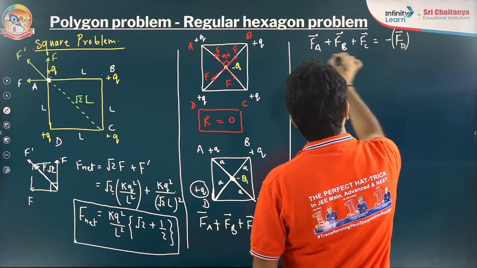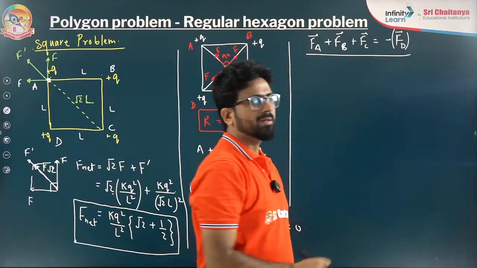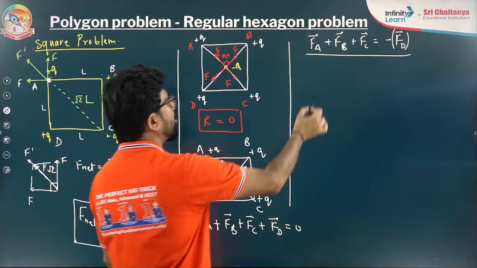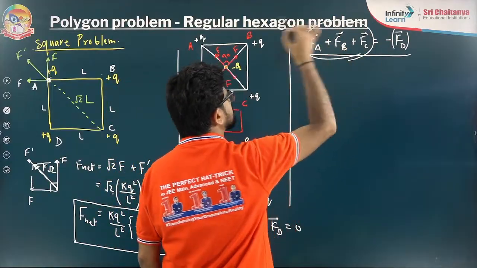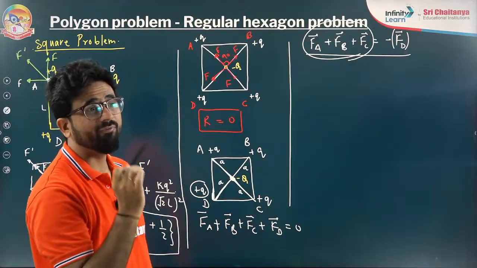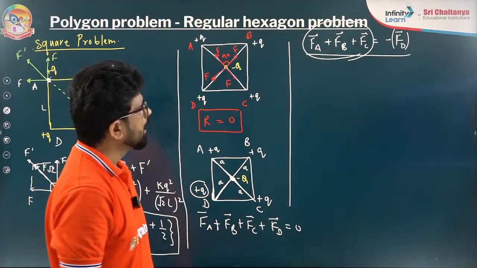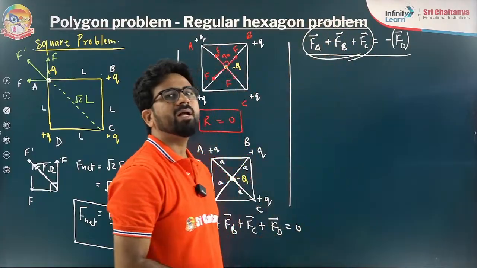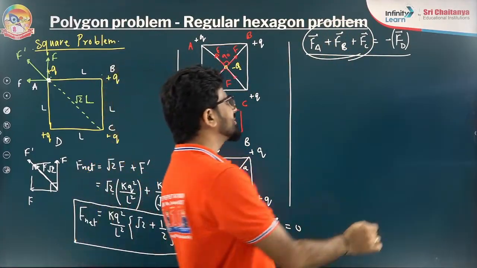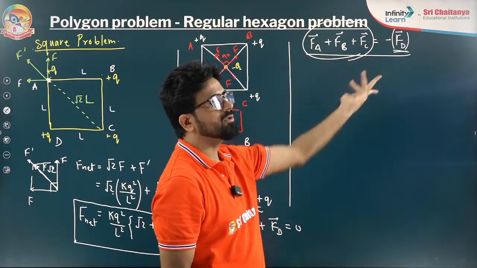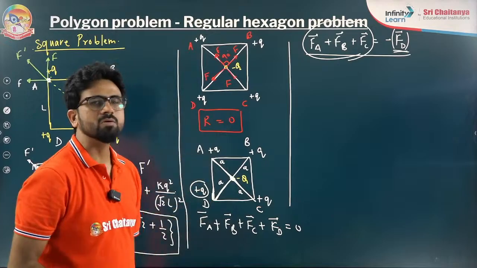I can write it. Clear or not clear? It's clear. That means no need to calculate all these 3 forces or their vector sum. Please understand this concept very clearly, what I am telling you. No need to calculate all these 3 forces individually and then their vector sum. Just calculate this one. And negative of this force is equal to the final force acting on the minus Q.